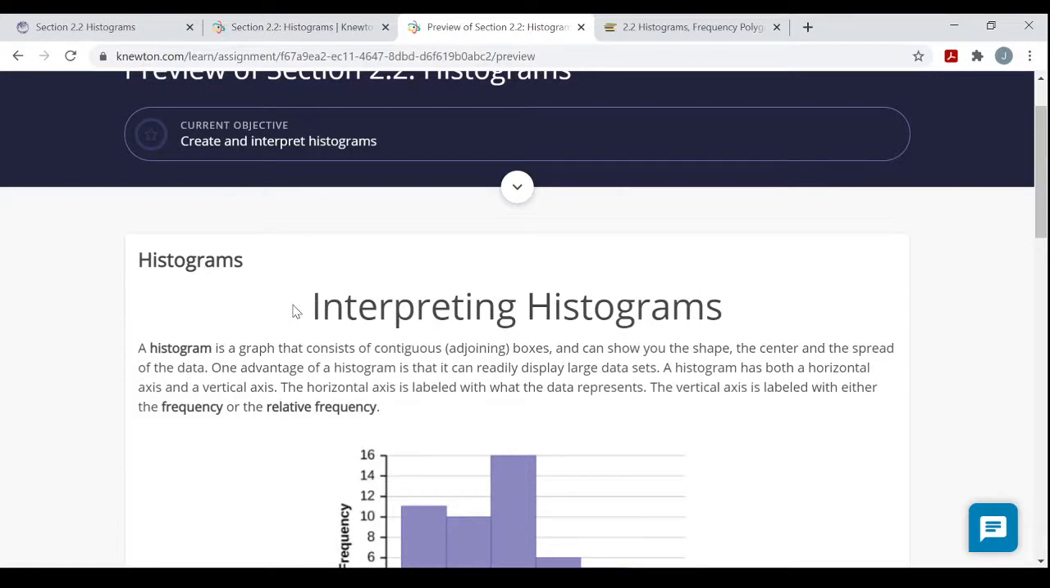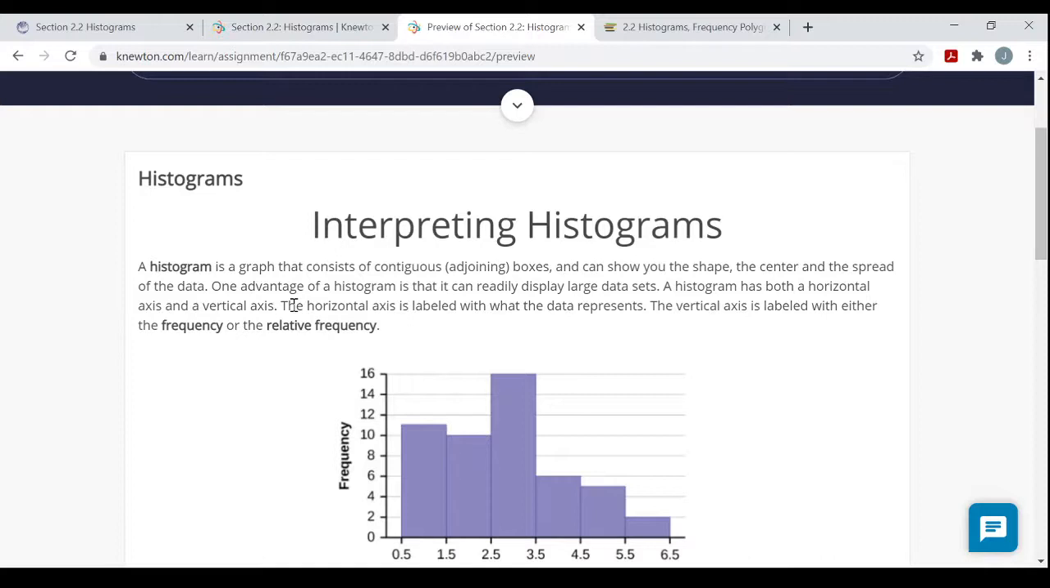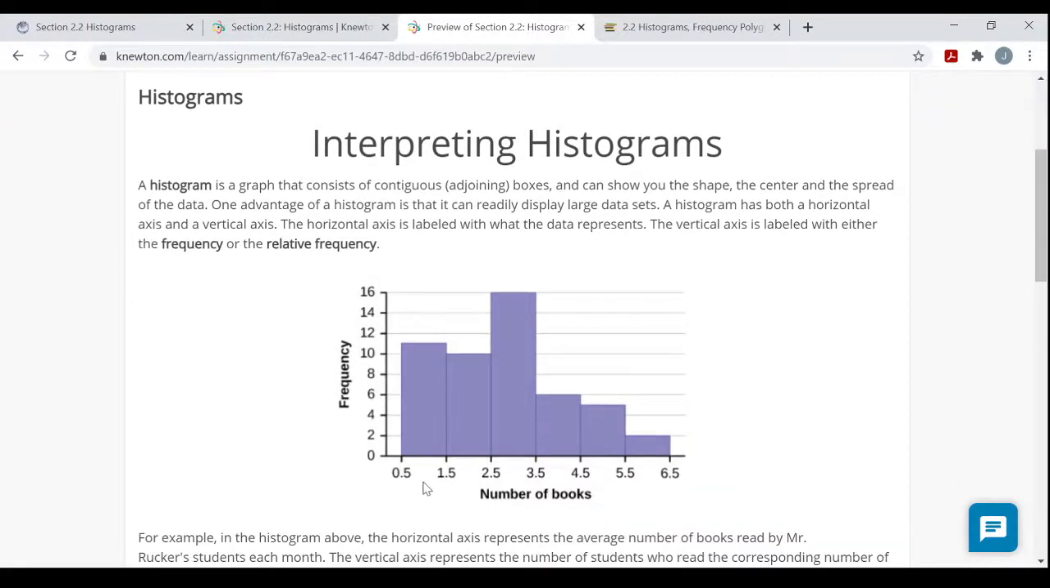So histograms. Now histograms are just bar graphs, but they're connected bar graphs. You see all these bars are touching. And remember in the last section, for bar charts, the horizontal axis was usually representing categories, categorical data. This time, when we're talking histograms, the horizontal axis will also be numerical. So you'll have a numerical horizontal axis and a numerical vertical axis with a histogram.